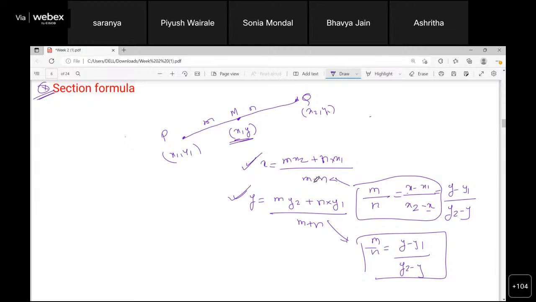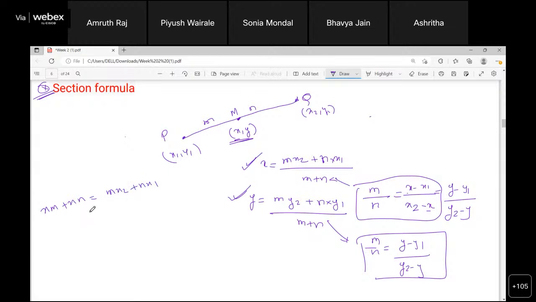Cross multiply: mx plus nx. Just put m on one side, n on another side, and take m and n common, and put the ratio m by n. So you will get xn equals mx2 plus nx1.